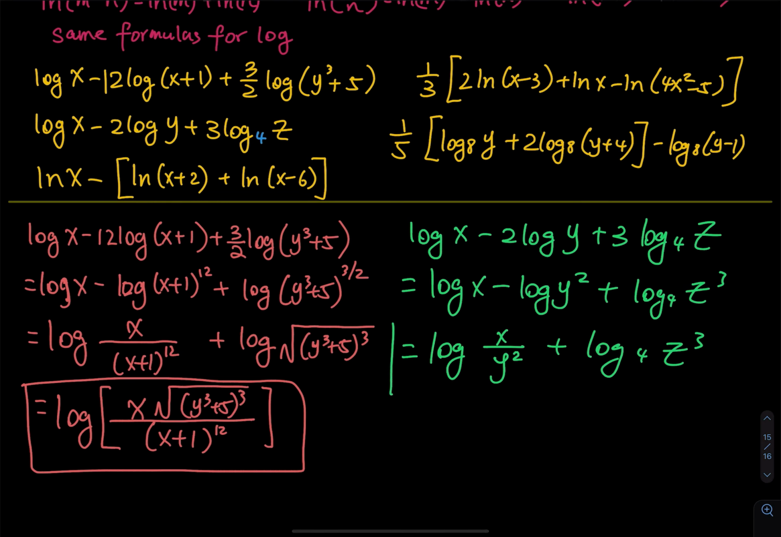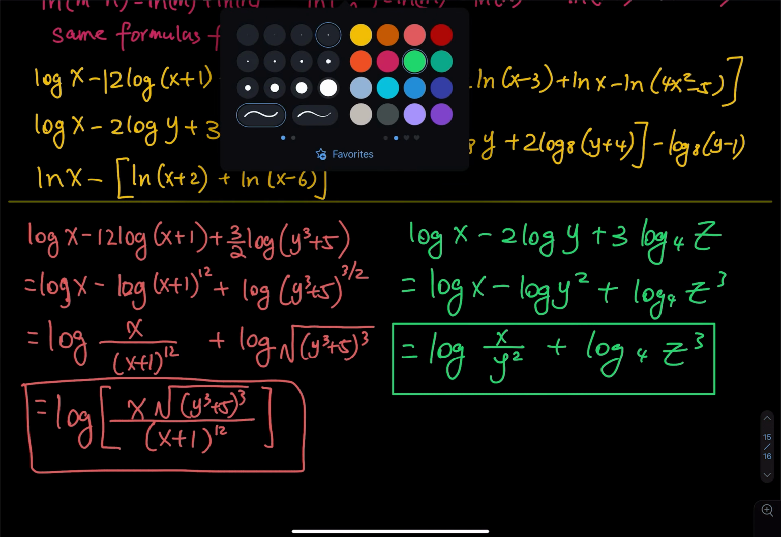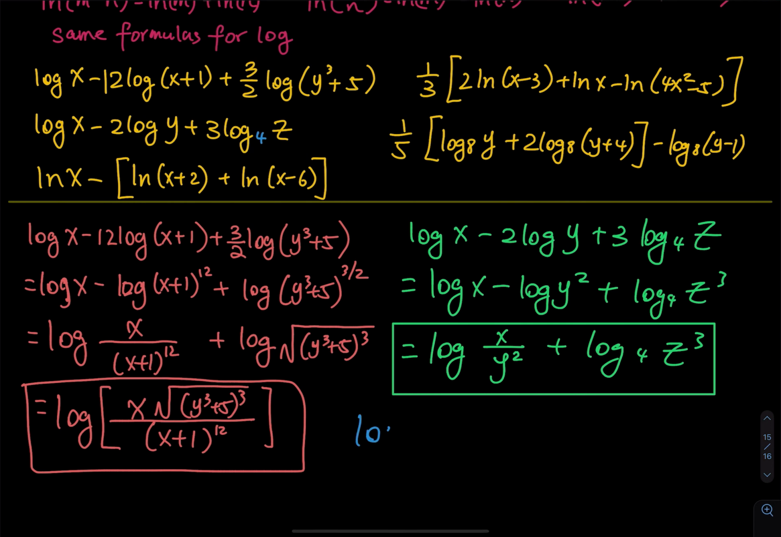The answer is no, we cannot. So this is the final answer. There is no way to condense these 2 terms because they don't have the same base. So please don't do this: log of x times z to the third divided by y squared. This is not true, because the bases are not the same.